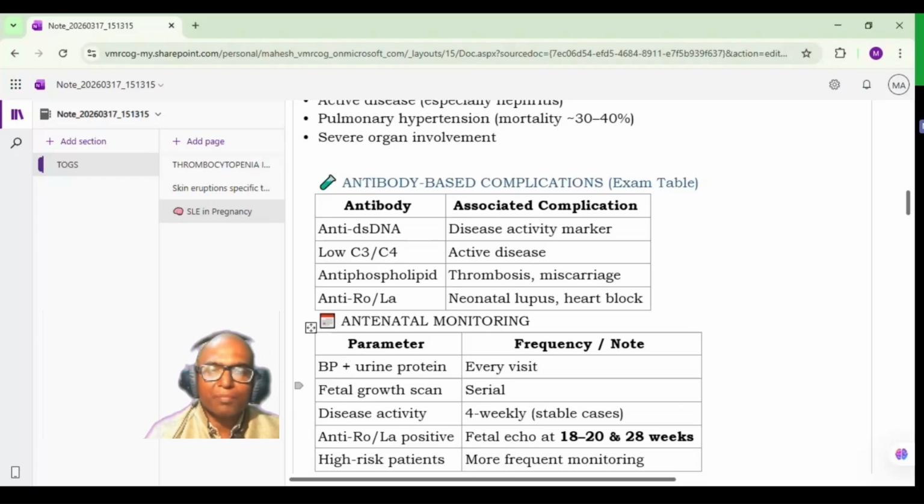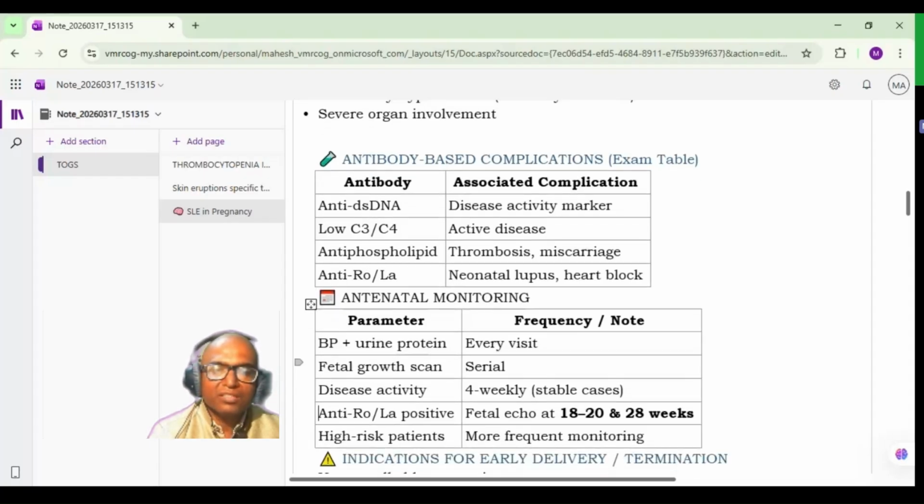Okay, so coming to the antenatal monitoring, what are the things which we should monitor? The blood pressure and the urine protein. Every visit we have to see. We have to do the fetal growth scan serially. The disease activity 4 weekly, in stable cases you can call them for every 4 weeks follow-up, but the follow-up will be individualized and more frequent if the disease is more active. Okay, stable disease you can give 4 weekly follow-up.